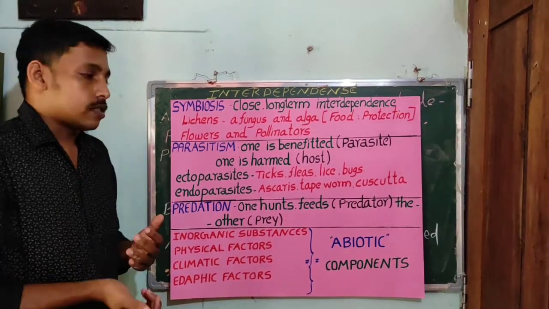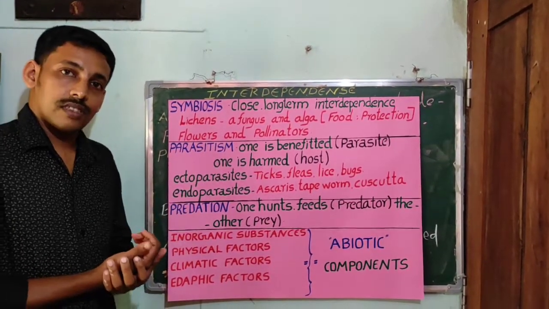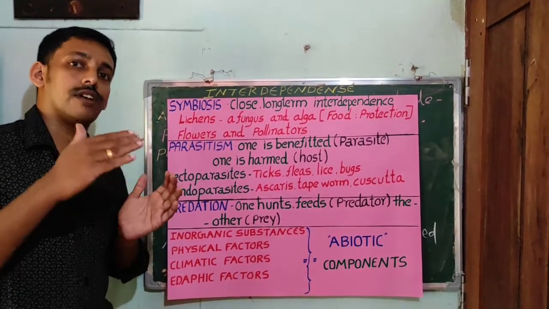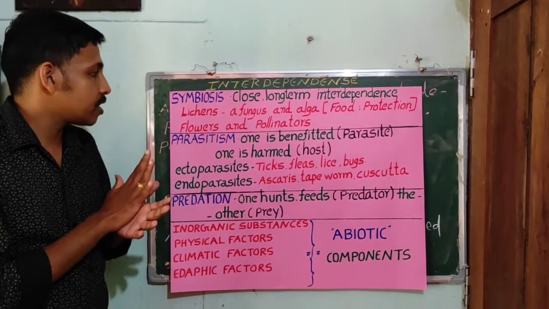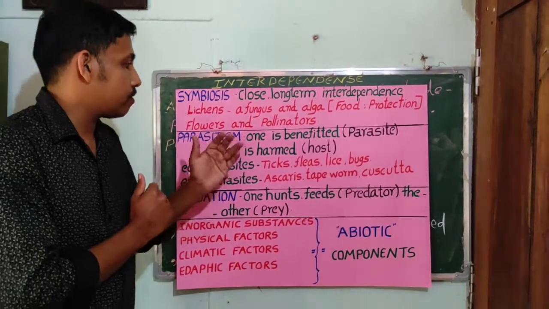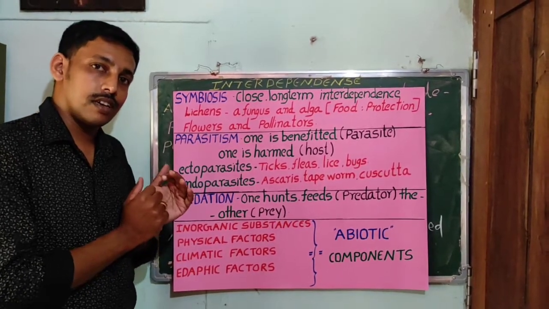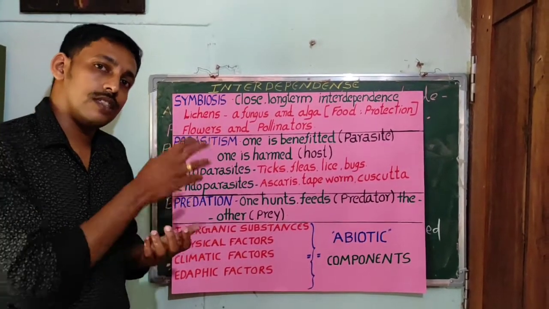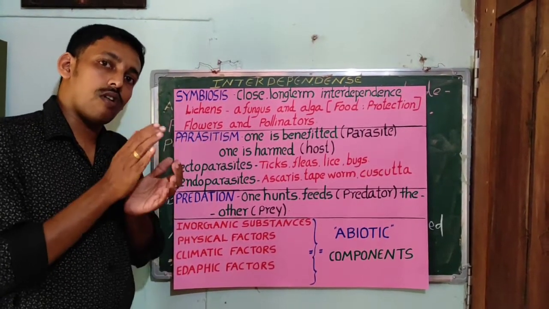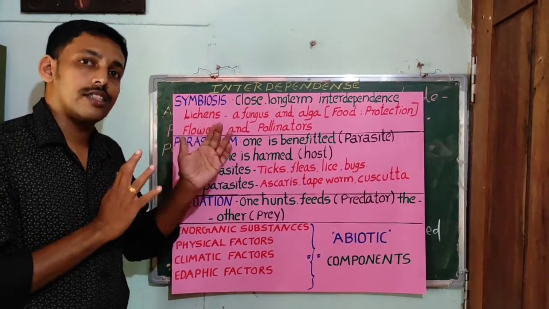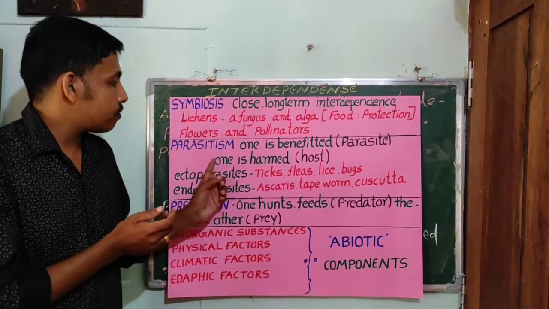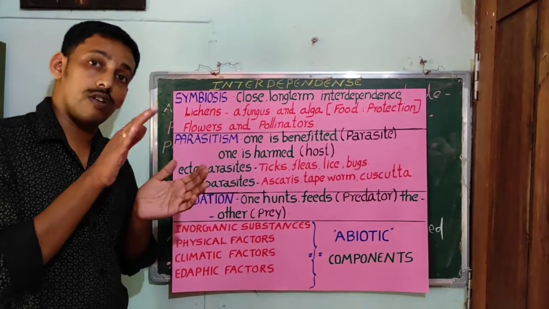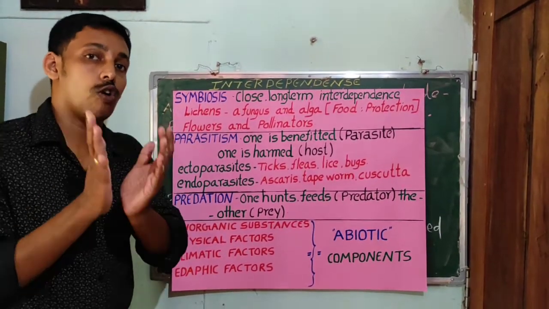The next one that we are going to discuss is parasitism. It's a negative interaction. That means one is benefited and the other one is harmed. The organism which is benefited is known as the parasite. Usually this parasite lives on or inside the other organism. And the one which is harmed is known as the host. So, the parasite may live in or on the body of the host.